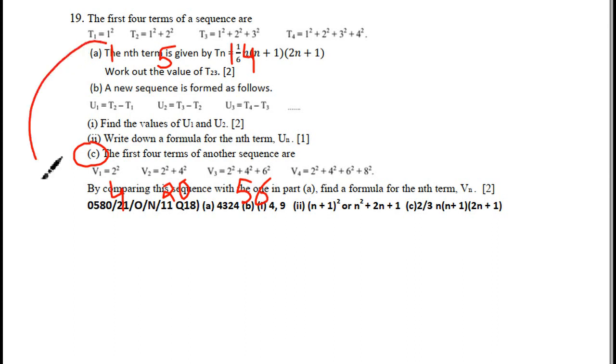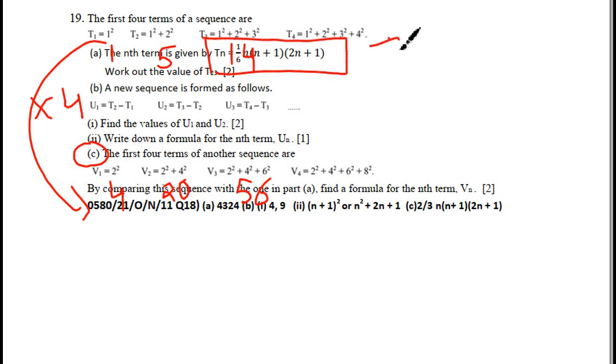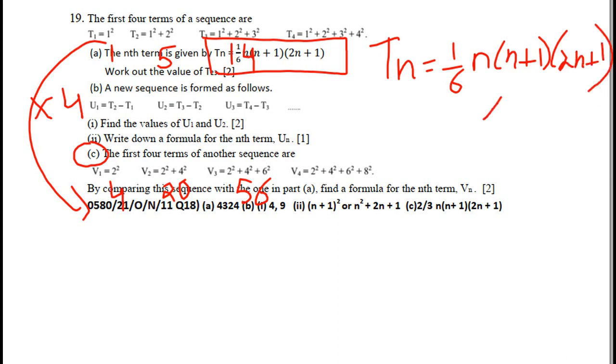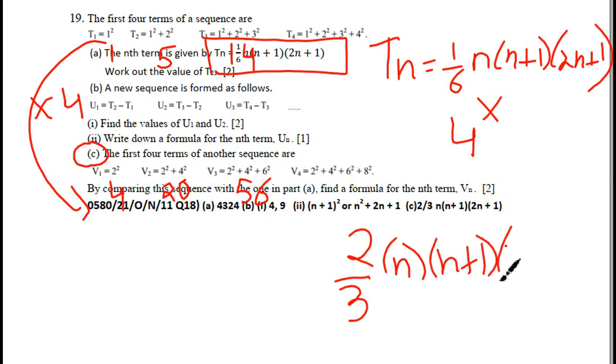So how is 1 changing into 4, and how is 5 changing into 20, and 14 into 56? By multiplying each number with 4. So we will simply multiply this nth term, Tn equals 1 over 6 n plus 1 2n plus 1, with 4. When we multiply this with 4, we'll be left with 2 over 3 n plus 1 2n plus 1, which is the answer for part C.